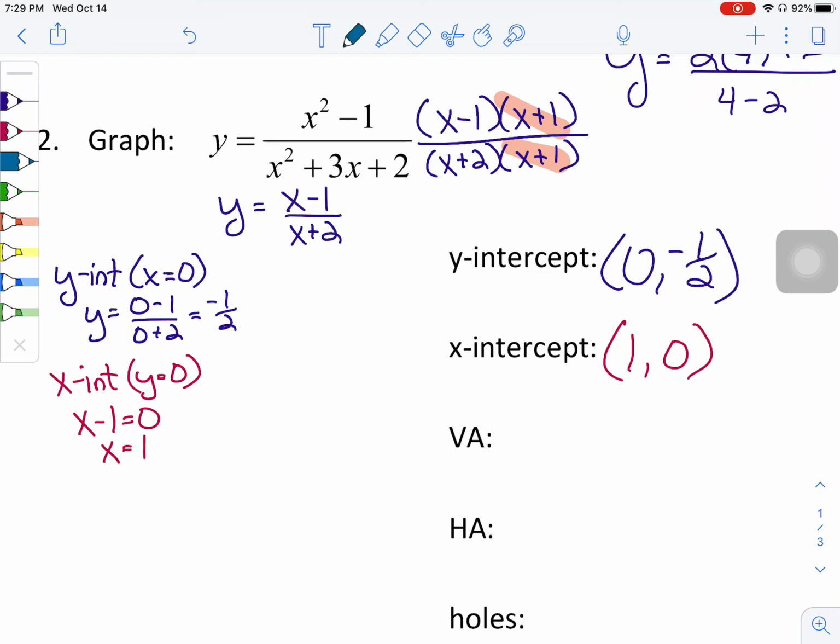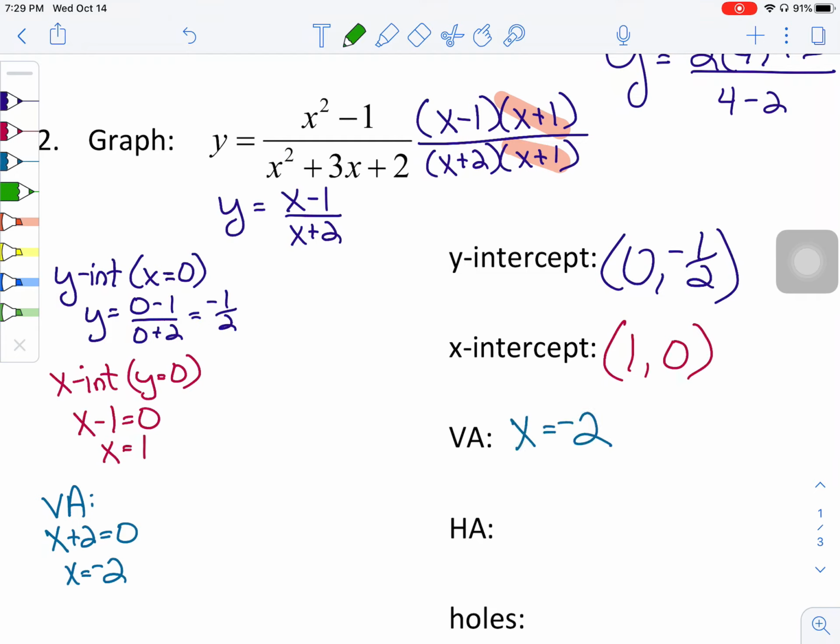All right, let's talk vertical asymptote. That's VA. A vertical asymptote, you're going to set the denominator equal to 0. So x plus 2 equals 0, which means x is equal to negative 2. That's the value that we have to throw out of the domain. All right? It would make the denominator equal to 0. It makes the function undefined. All kinds of problems happen there. So vertical asymptote here is x is equal to negative 2.